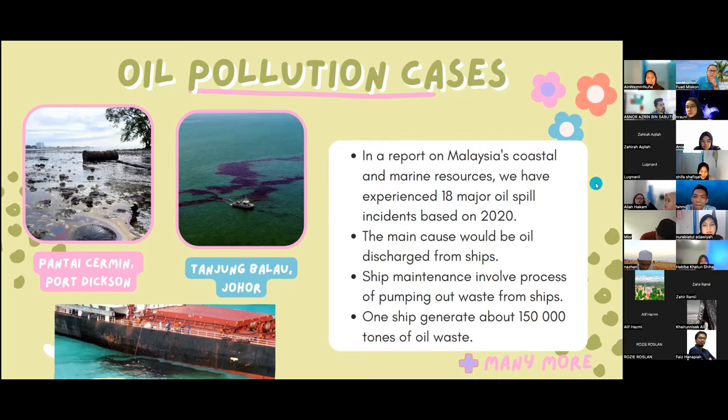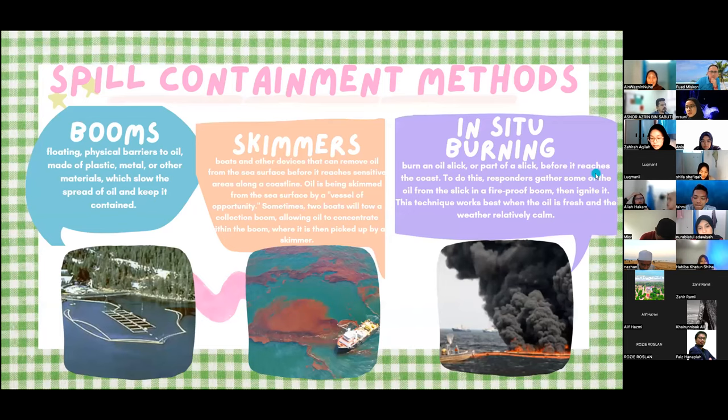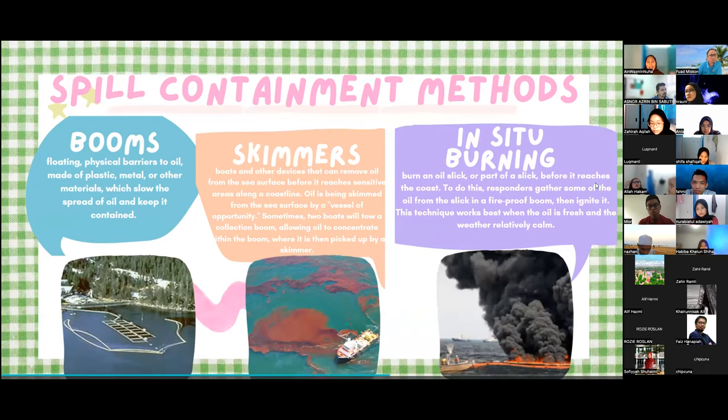All right, so moving on is spill containment methods. Okay, there are plenty of ways to handle oil spills, such as booms, skimmers, in situ burning. So what are booms? Booms are floating physical barriers to oil made of plastic, metal or other material, which slow the spread of oil and keep it contained. And you can see from the picture below that the boom is placed across a narrow entrance to the ocean so that the oil cannot pass through it.